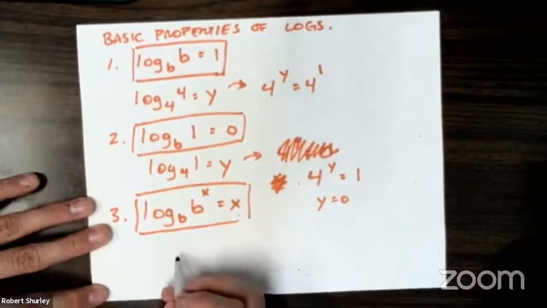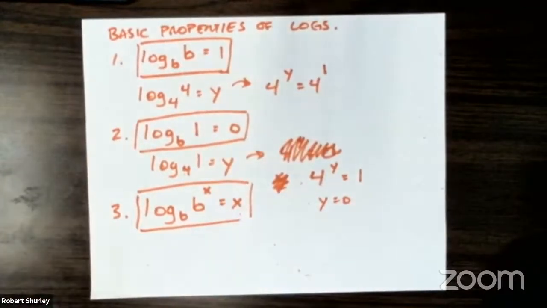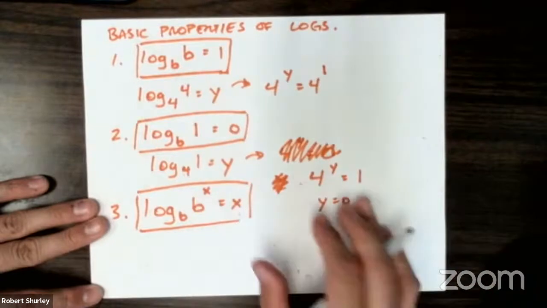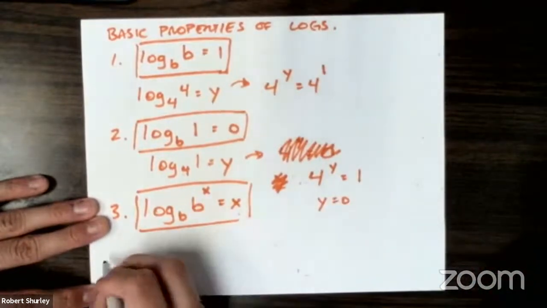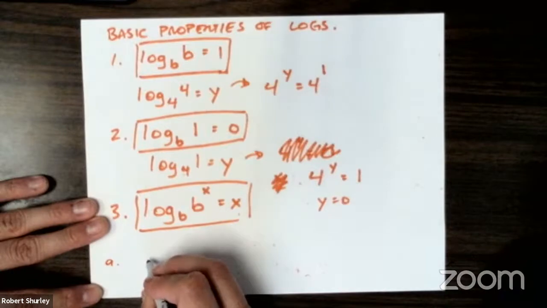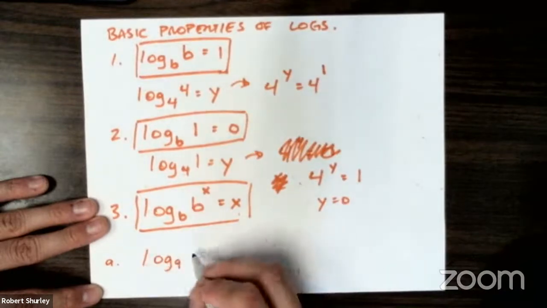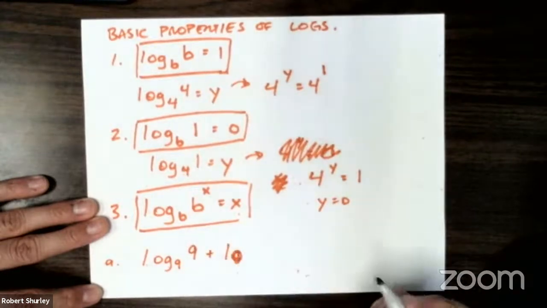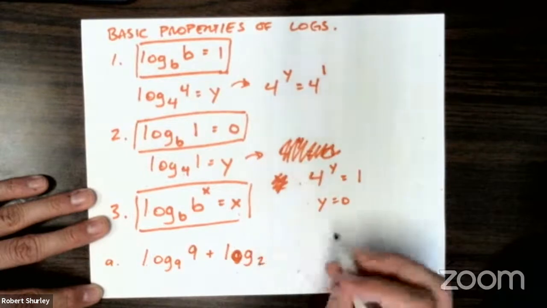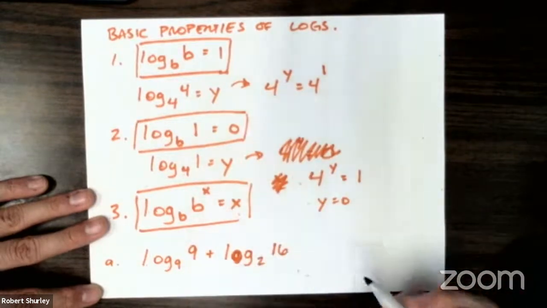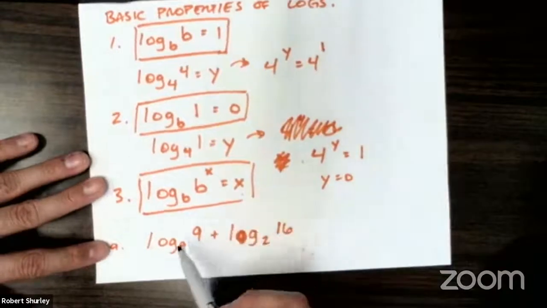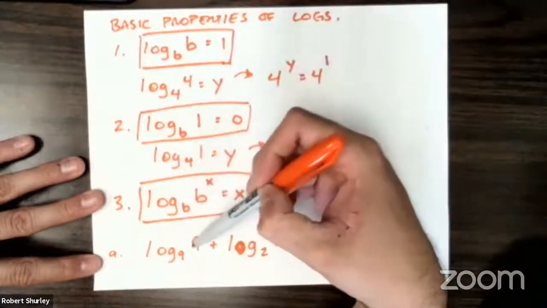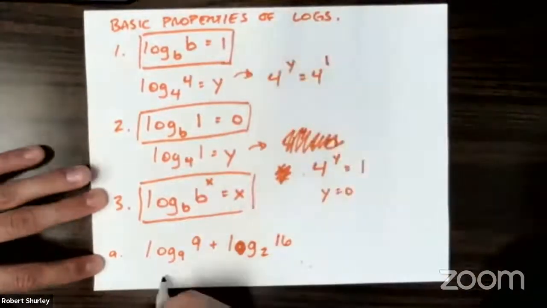So I'll try to sneak in an example here at the bottom of this one. It'll say, use basic properties of logarithms to simplify completely. We'll call it A. If I've got log base 9 of 9 plus log base 2 of 16. Well, log base 9 of 9 lines up with this first property, right? It says if I've got the same thing, it just equals 1. So this is just going to turn into 1.